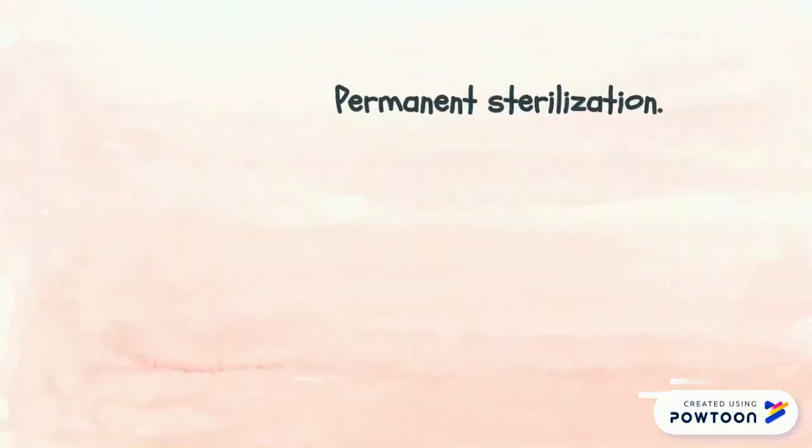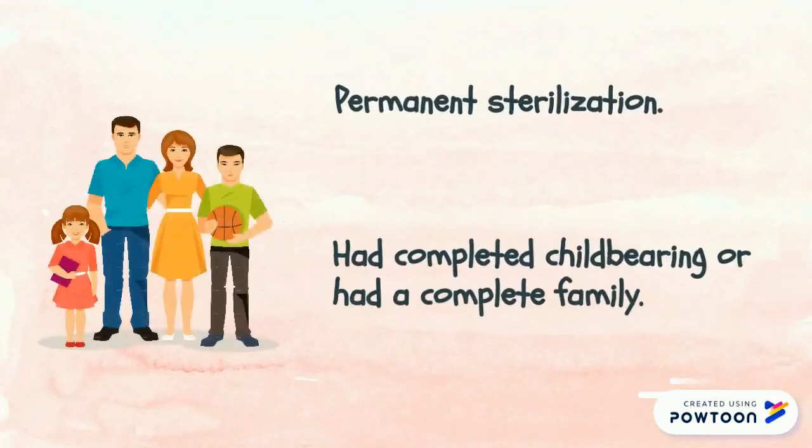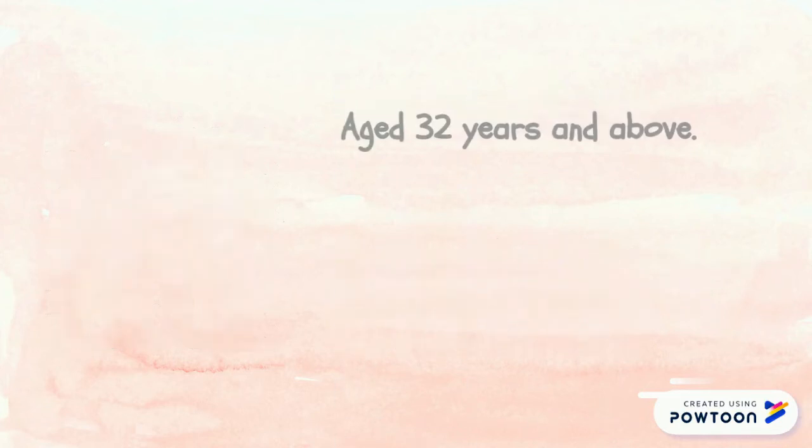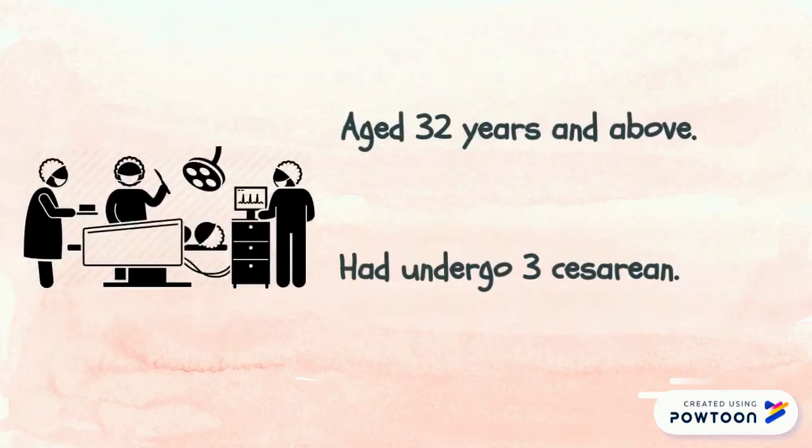Tubal ligation is indicated for women who desire permanent sterilization. Other than that, it is for women who have completed childbearing or have a complete family. It is also indicated for women aged 32 years and above, and for women who have gone through 3 cesarean procedures as recommended.